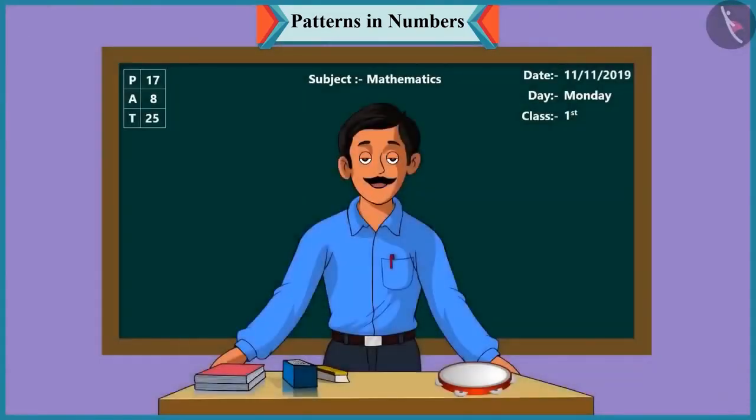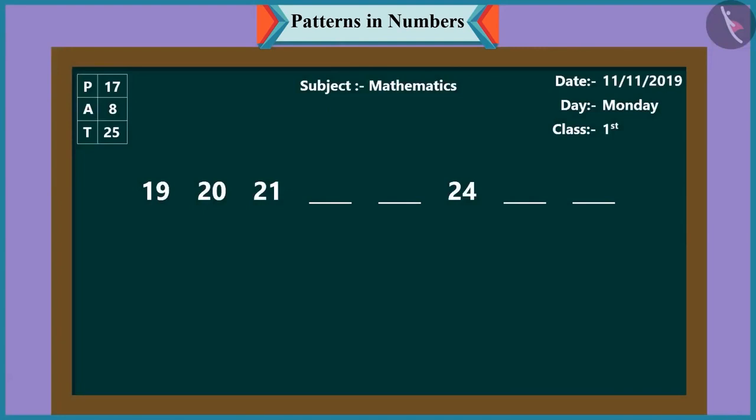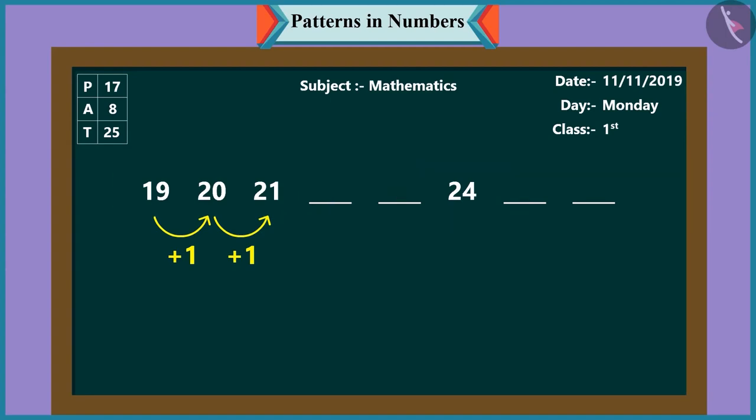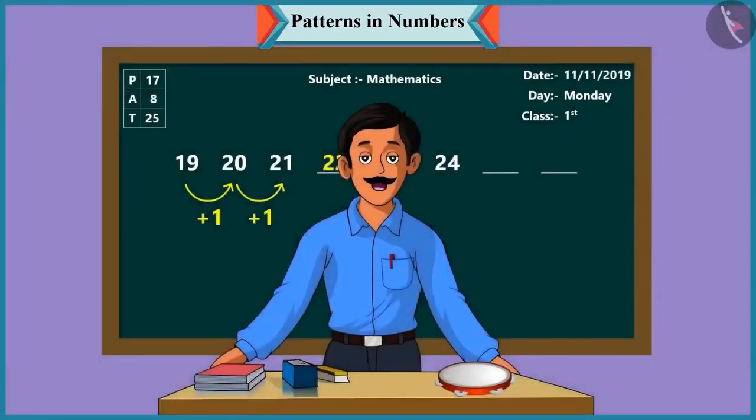Rightly said. Now look, another pattern of numbers. Come, let us understand this one. In this pattern, it is 19, then 20, then 21. This means that each time the numbers are increasing by 1. Yes, so Chutki, you tell me what comes next in this pattern. After 21 will come 22 and then 23. Oh wow, well done, Chutki.